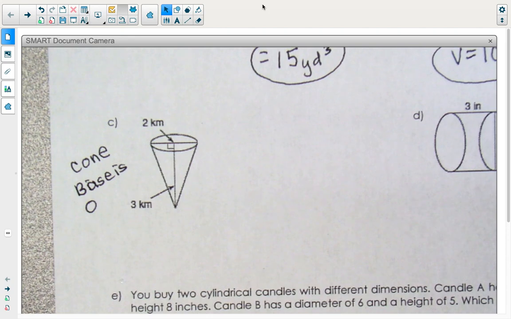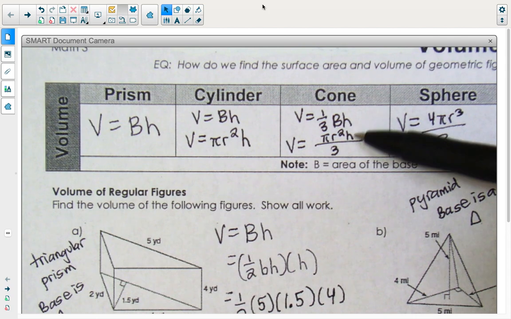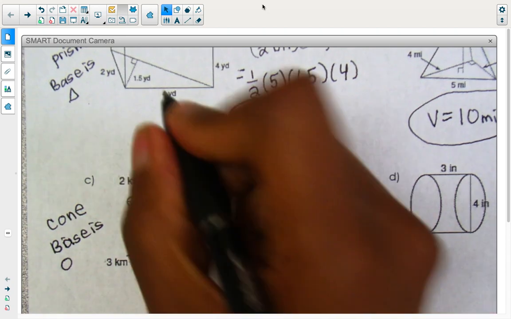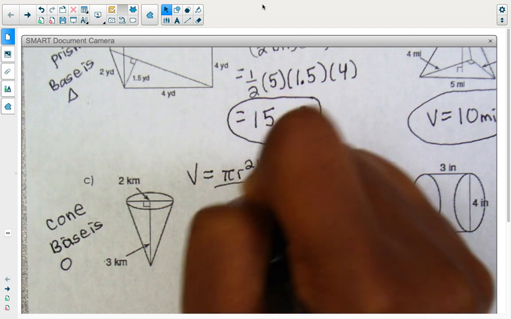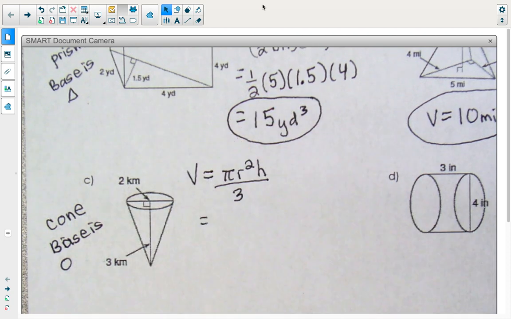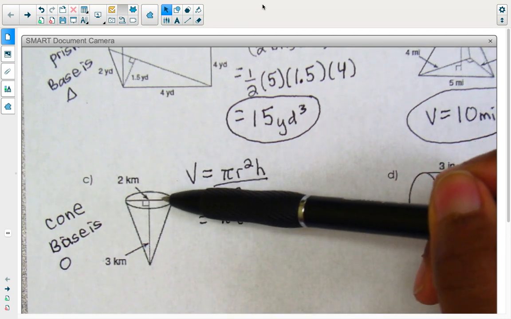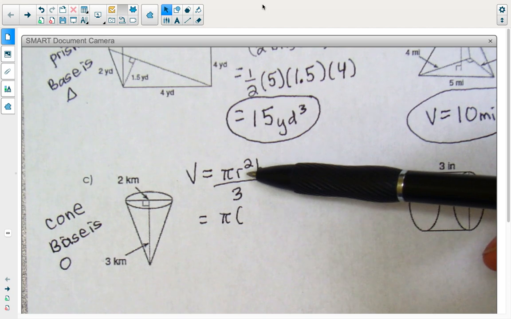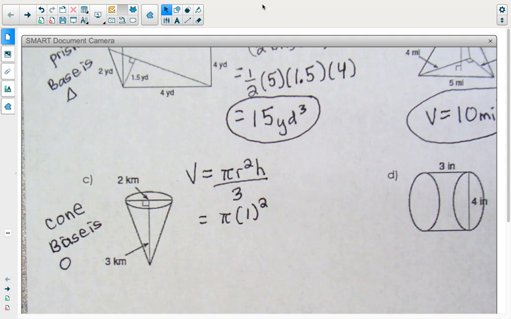So volume for a cone, if I slide down for just a minute, it says we're doing pi r squared h divided by 3. That's the formula that we're using. So it's just a matter of substituting what goes where into our formula. Pi stays pi. My radius up here, the diameter is 2. This whole distance across is 2. This formula calls for the radius. So I take half that distance. My radius is 1. The height is 3.